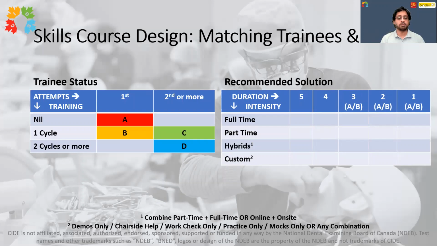A full-time program, a part-time program, a hybrid program, which means you are combining a full-time and a part-time course, or you are combining an in-class and an online course. That's what hybrid means, and there is elaboration of this in the footnotes there, and you can go through that. Customized options obviously mean you can pick demos only, chair side help only, work check only, practice only, mocks only, or any combination of the above. So there's a wide variety of courses that can suit anyone's needs.